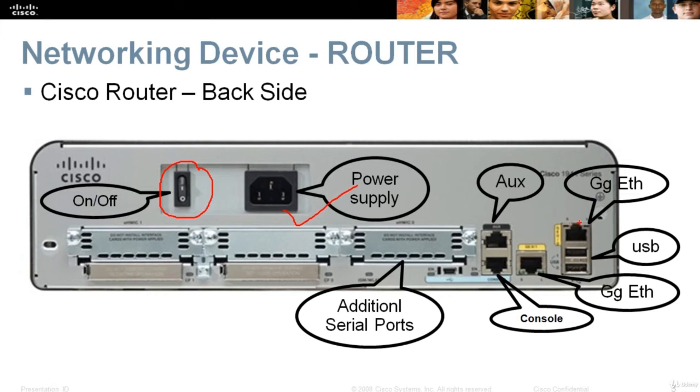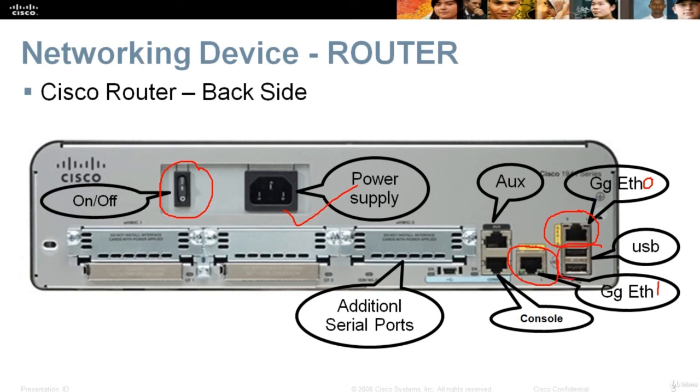Then we start from the Giga Ethernet port. The router can be connected with another router through the Giga Ethernet port. You can also connect the router to the switch using the same port. There are two ports available, Giga Ethernet 0 and Giga Ethernet 1. These two ports are used for router to router connection, or router to switch connection, if the devices are physically nearer. Then you have the USB ports.